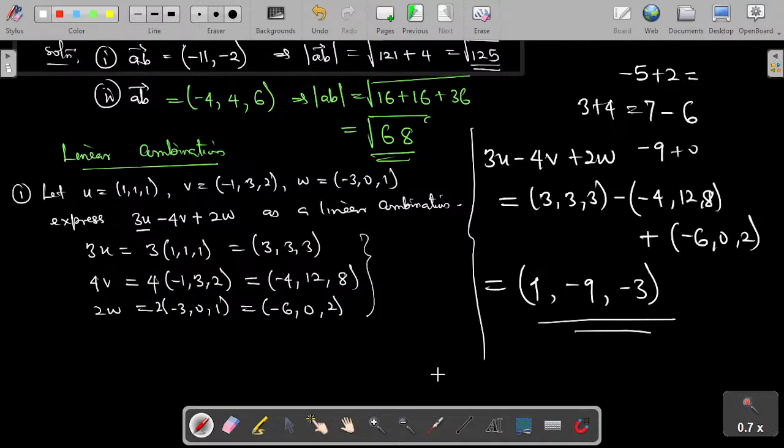Okay, so now I want us to begin to look at the concept of dot product. The concept of dot product.